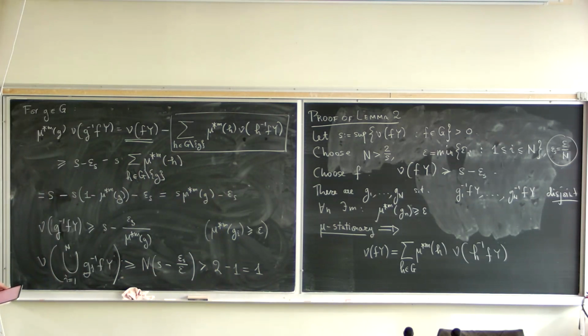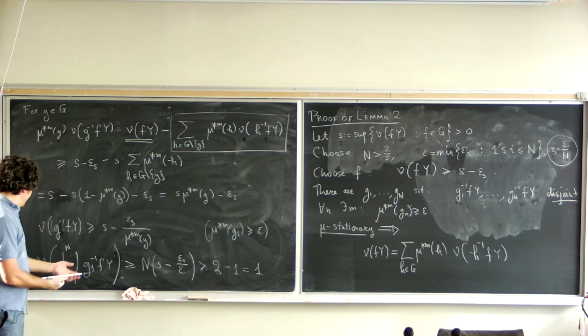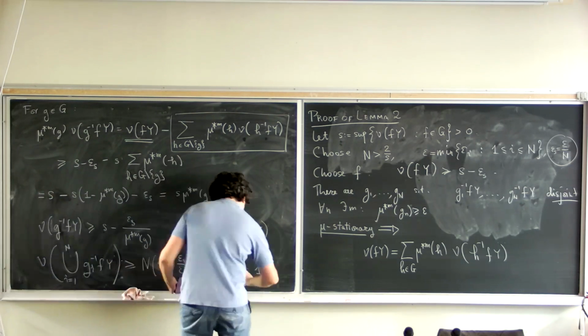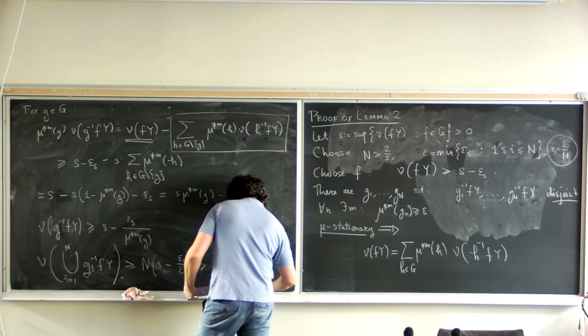So obviously in the union, the measure cannot be bigger than 1. So this is the contradiction.